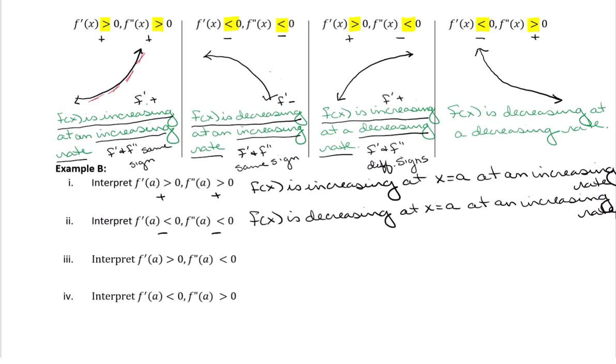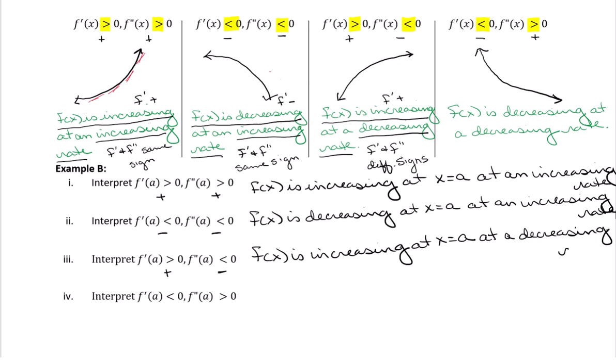In part 3, our first derivative is positive, but our second derivative is negative. So that first part tells us that f of x is increasing at x equals a, but the fact that the signs are different tells us that it's doing so at a decreasing rate.